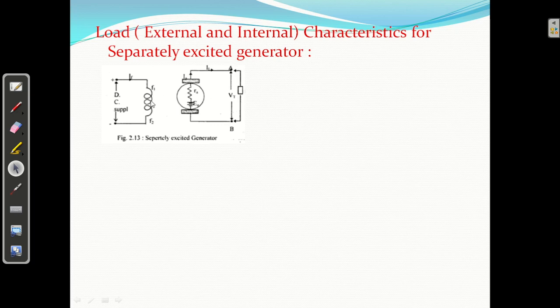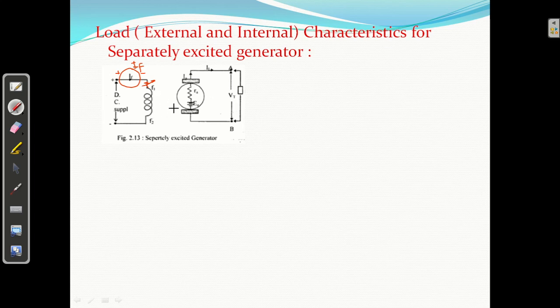So this is the separately excited generator. Here I am connecting a meter that will measure the field current. It is not required, but this is the resistance we are connecting to adjust the field current.